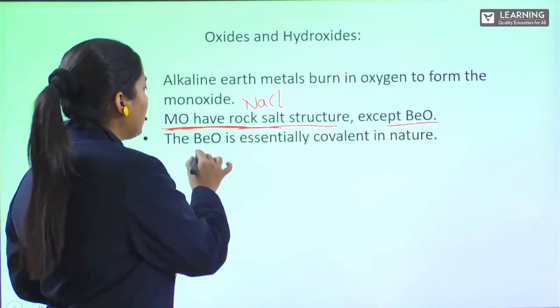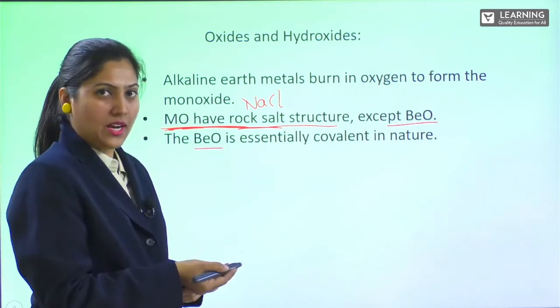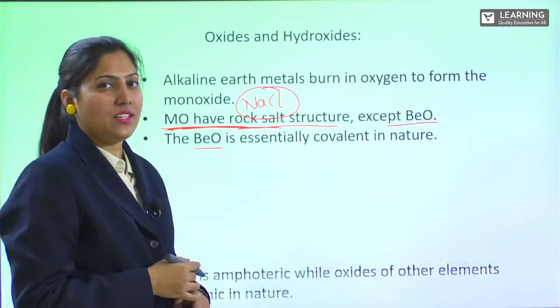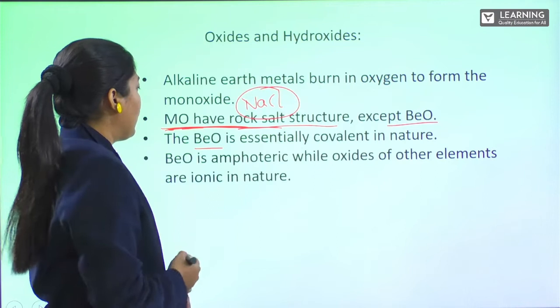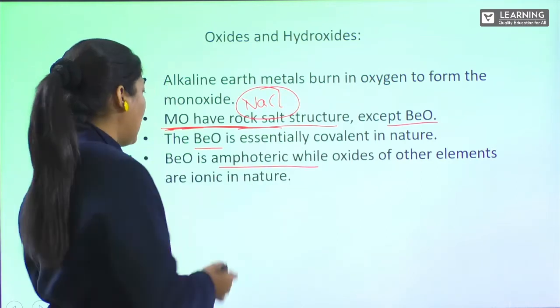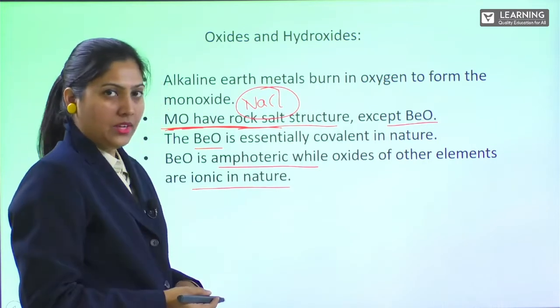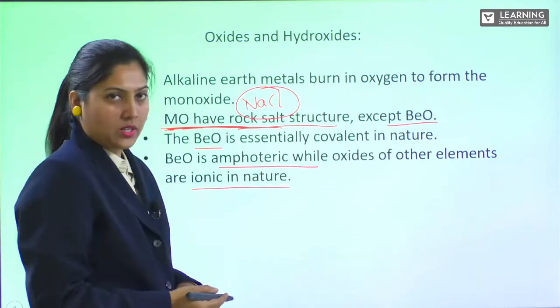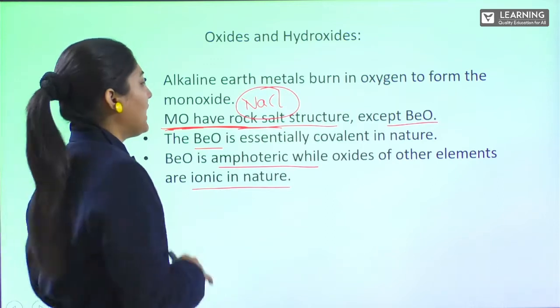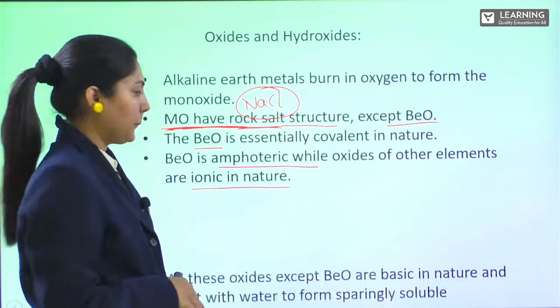If you see beryllium oxide, it is covalent in nature, right? So it cannot form the rock salt structure which is ionic in nature. This is amphoteric, while other oxides are ionic in nature, right? So amphoteric means what? It acts both as acidic and basic, then we call it amphoteric.